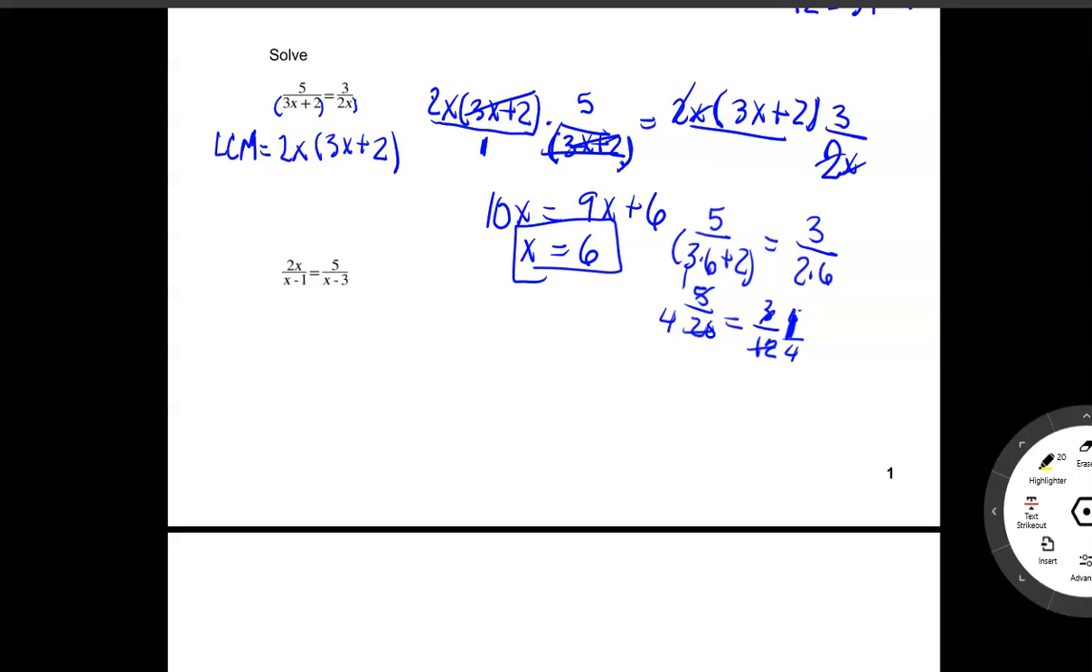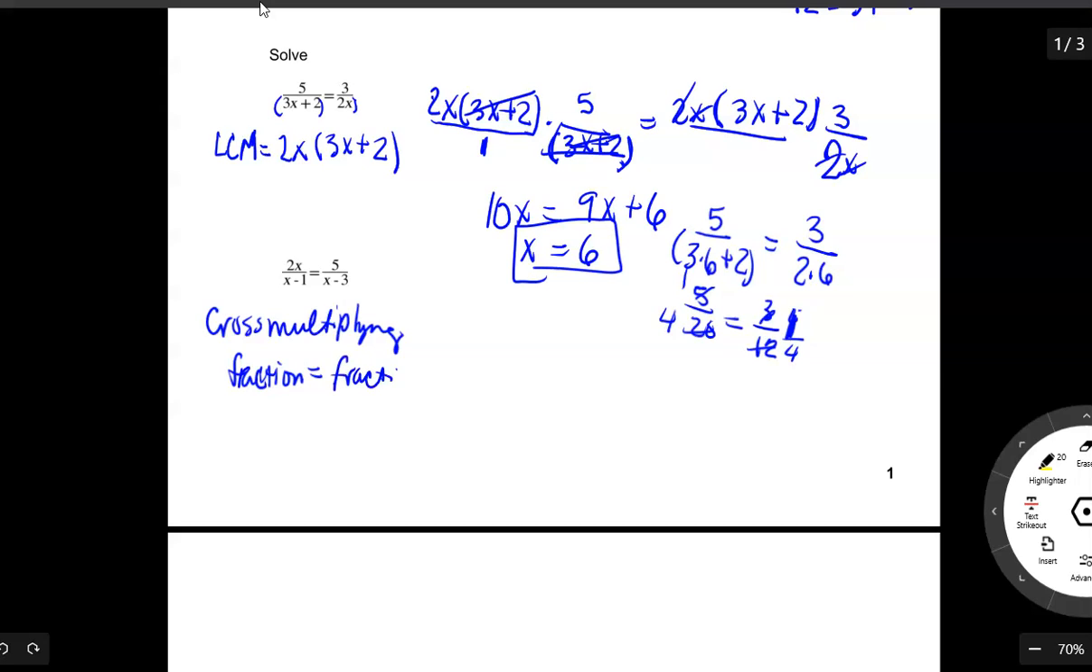Now, whenever it's just like this last problem, it was a fraction equal to a fraction. There is a shortcut, and it's called cross multiplying. And this is when you have a fraction equal to another fraction. It's the only time you can do this. So be careful. You can't do this all the time, and we're going to have more examples after this where you can't do it. But we could have done it on this first one.